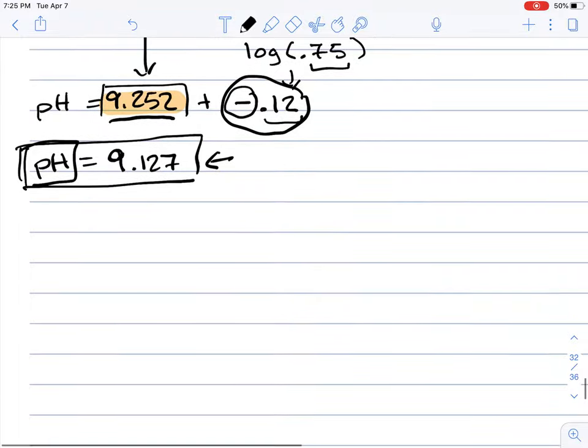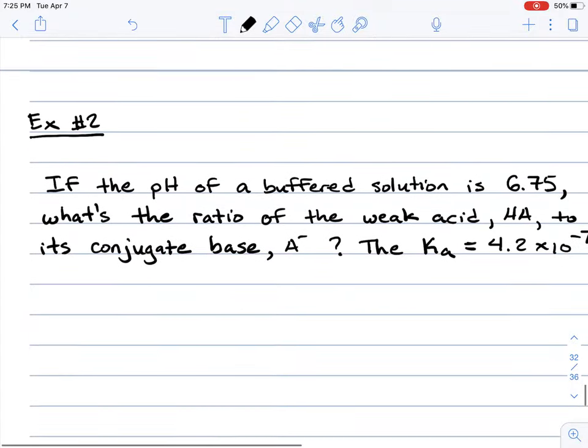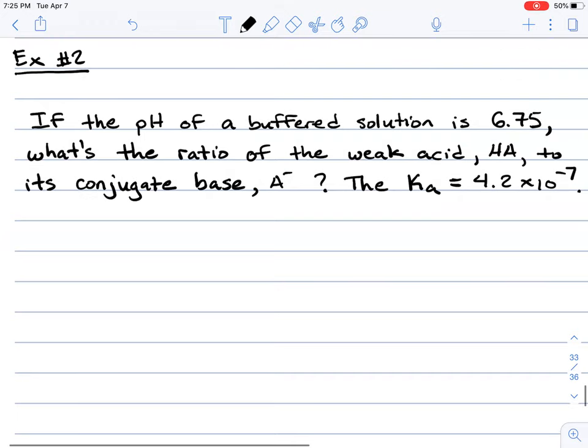All right, so let's go ahead and go over another problem. So in this example, if the pH of a buffered solution is 6.75, we're going to determine the ratio of the weak acid to its conjugate base. And so we didn't really specify the exact chemical formula for the weak acid. Rather, it's just giving us a generic formula. In this case, they gave us the Ka value as 4.2 times 10 to the negative 7.